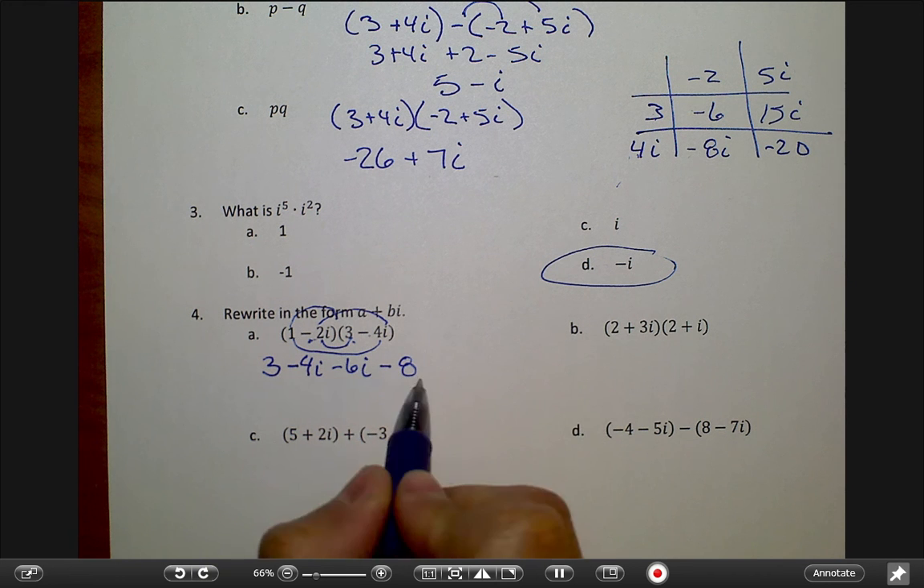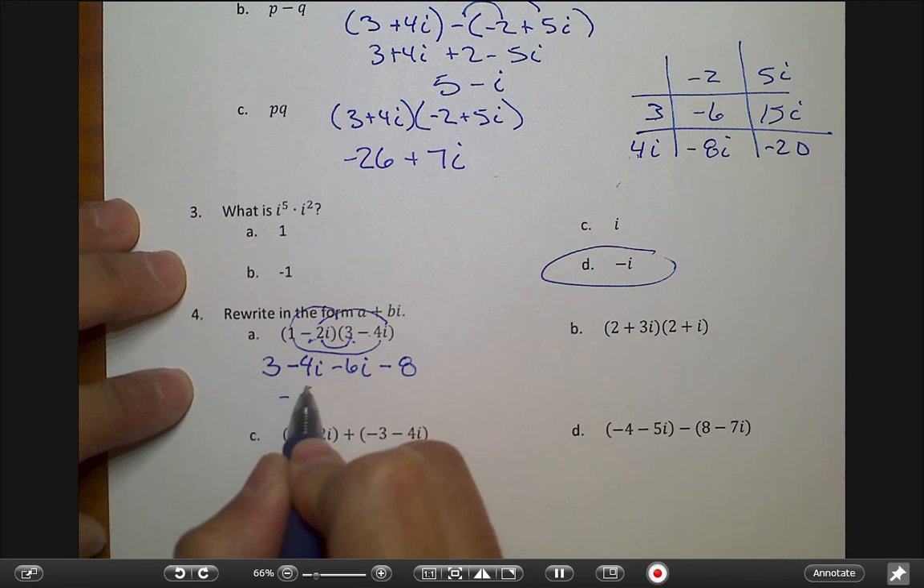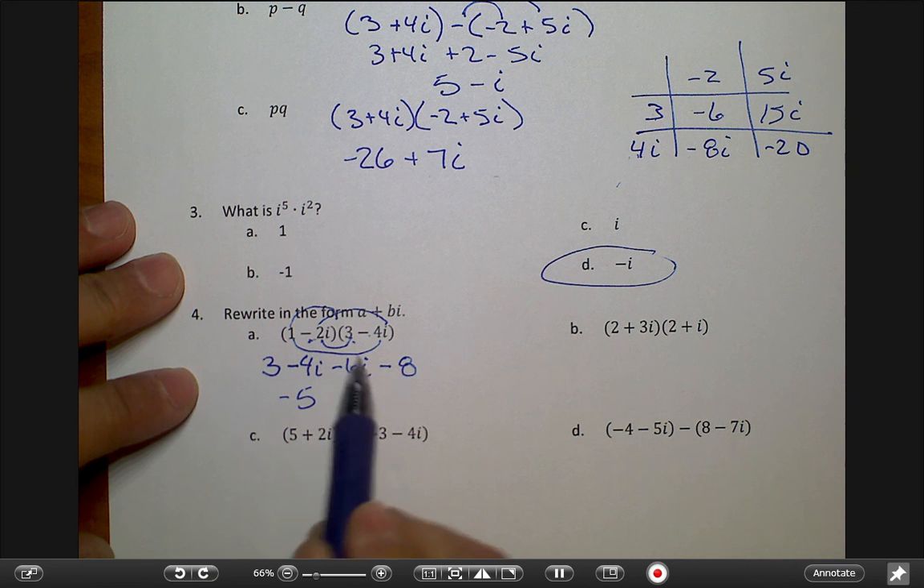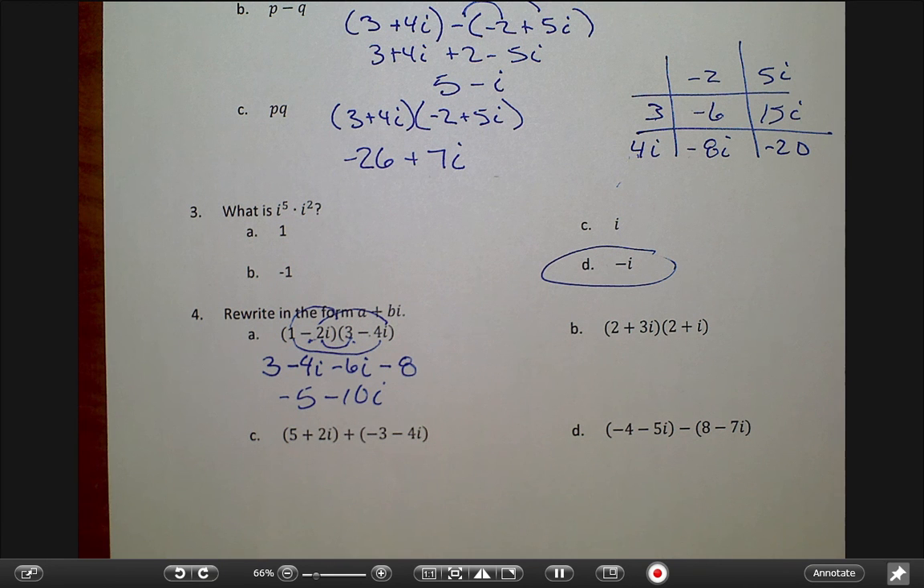And then combine like terms. I have a 3 and a negative 8, which is negative 5, right? And I have a negative 4 and a negative 6, that's negative 10i. There we go.